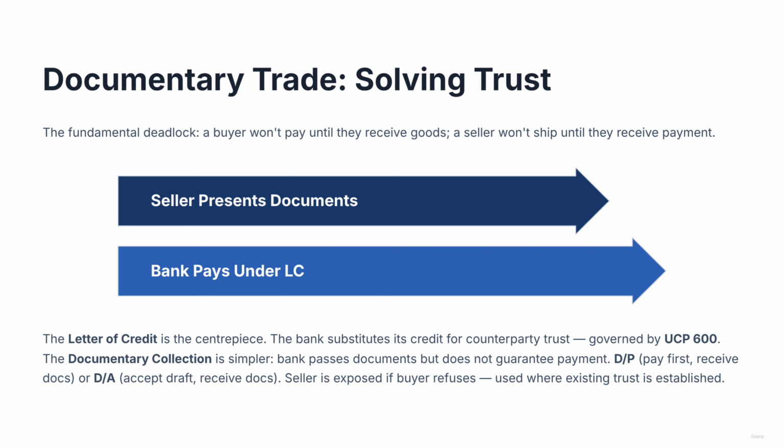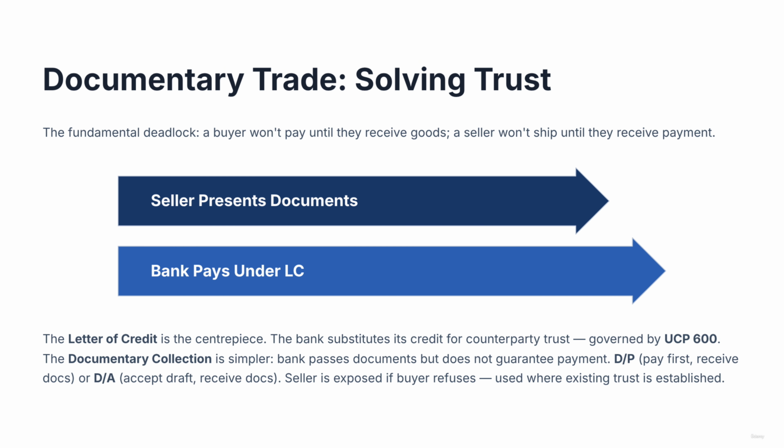The first category solves the trust problem, the fundamental deadlock between a buyer who will not pay until they receive goods and a seller who will not ship until they receive payment. The letter of credit is the centerpiece of this category. When a bank issues a letter of credit, it makes an undertaking. If the seller presents documents that strictly comply with the LC terms, the bank will pay. The seller no longer needs to trust the buyer. The buyer no longer needs to trust the seller. Both trust the bank. That substitution of bank credit for counterparty credit is the entire point of the LC.